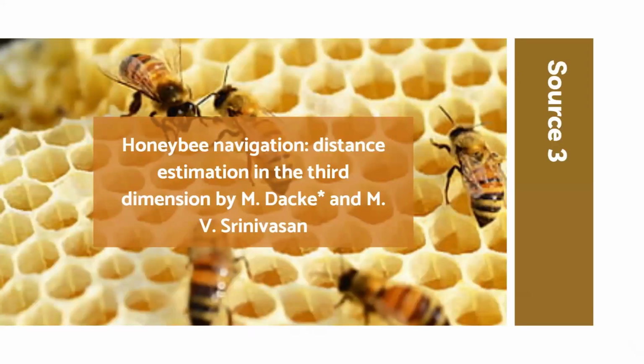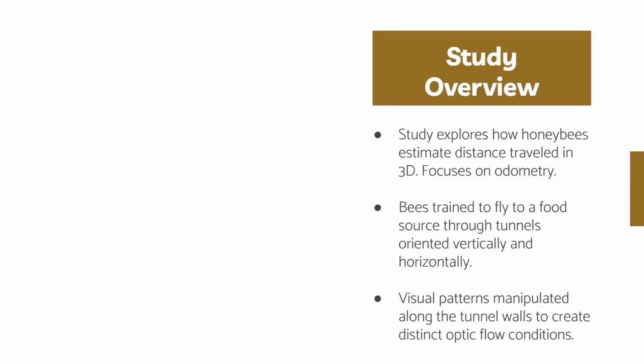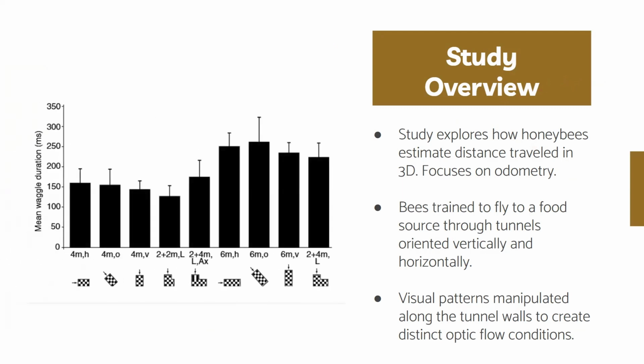And our last source, Honeybee Navigation: Distance Estimation in the Third Dimension by M. Dacke and M. V. Srinivasan, our GOAT. Our study is going to show how honeybees estimate distance traveled in 3D and how it focuses on elementary odometry. These bees are also going to be trained to fly to a food source through tunnels oriented vertically and horizontally. Now, this one's going to differ from our other ones just because it also shows how honeybees are going to be flying through different tunnels that are oriented vertically or horizontally.